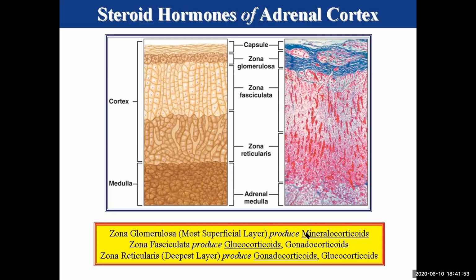So each zone has the most important types of steroid hormones, right? Most of them produce multiple types, but for example, in the fasciculata here, the most important one is the glucocorticoids, steroid hormones involved in maintaining glucose homeostasis. The reticularis is the deepest layer, meaning closest to the medulla, involved in producing gonadocorticoids, steroid hormones that will become sex hormones. And the superficial one, close to the capsule of the adrenal gland, produces mineralocorticoids, steroid hormones involved in maintaining electrolyte homeostasis.